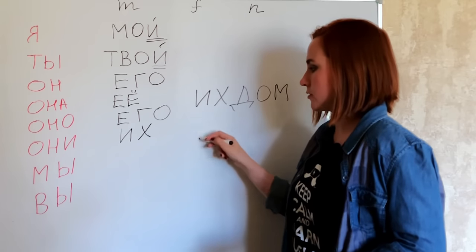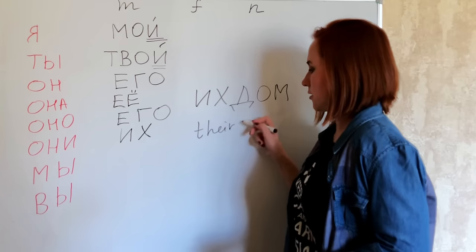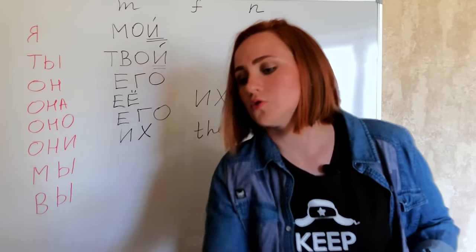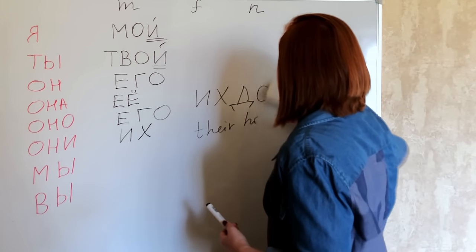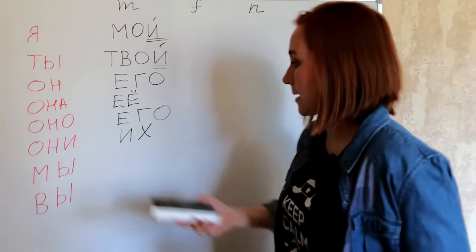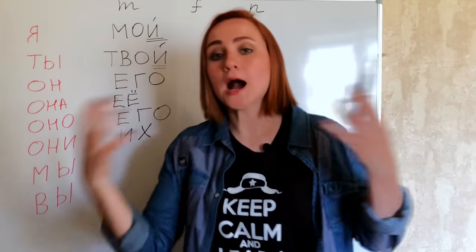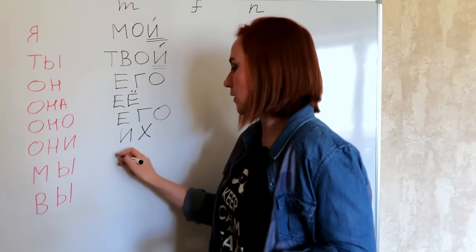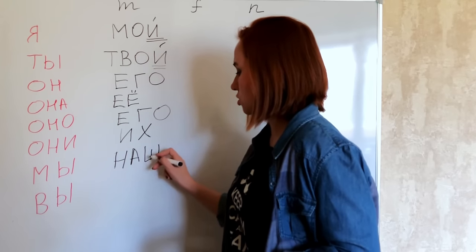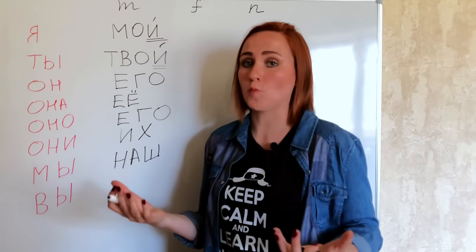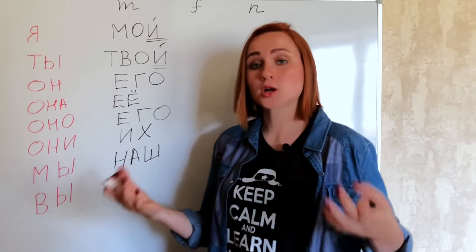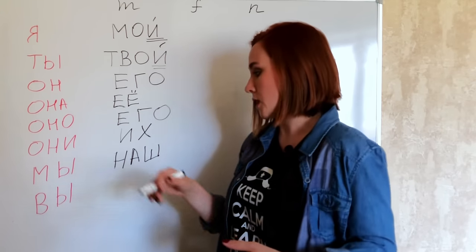Их дом. Their house. Okay. Their house. Их дом. So, мы. Our home would be наш дом. Repeat after me. Наш дом. Наш компьютер. Наш.